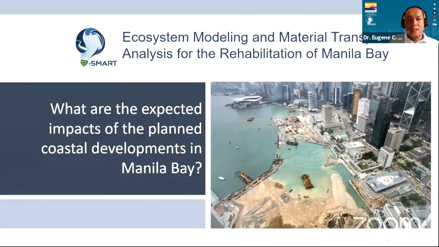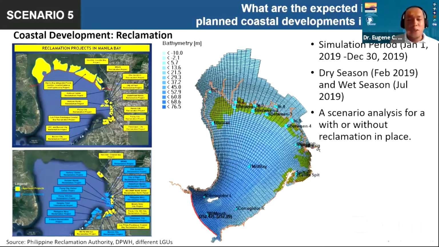And then we can again simulate something like what are the expected impacts of the planned coastal developments in Manila Bay. Of course, modeling will have its limitations, but at least with such a representation, we can already have an idea of the possible impacts of such coastal developments. So another what if here is that there are a lot of reclamation projects that have been proposed, and some are already accepted.